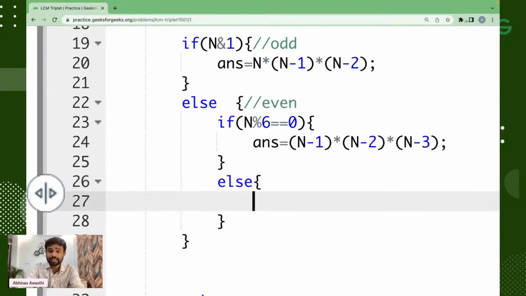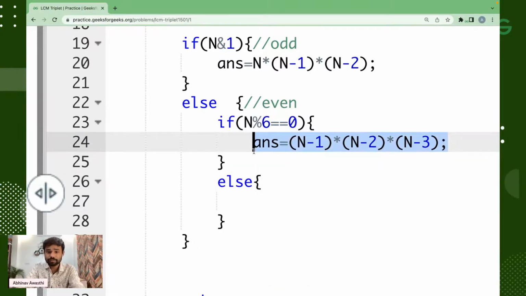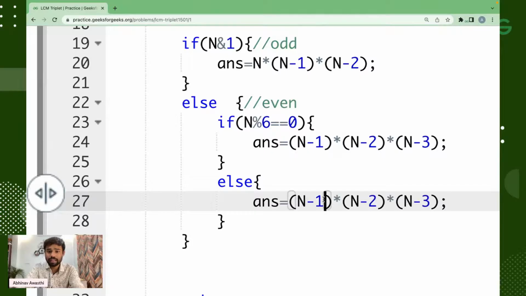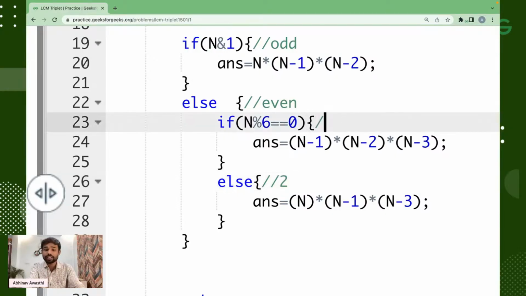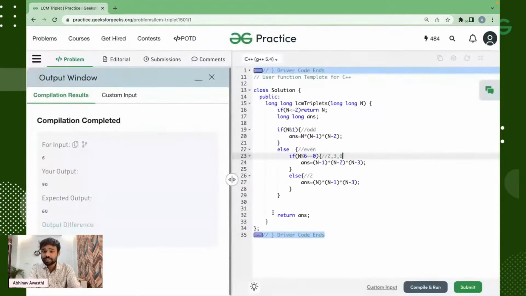Else, in the else case, the answer will be simply n into n minus 1 into n minus 2. Why? Because in this case it is only divisible by 2. So we have to just handle that there should not be n and n minus 2. But in the other case we also have to handle that there should not be n and n minus 3, because it is also divisible by 3, 2 and 3, or we can say 6. These will be the 3 cases.